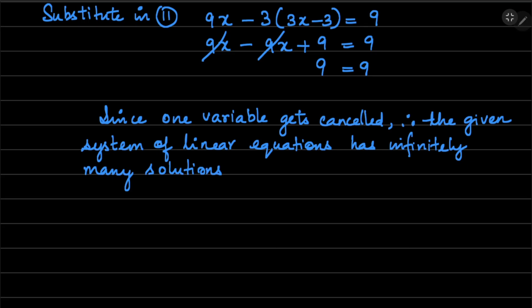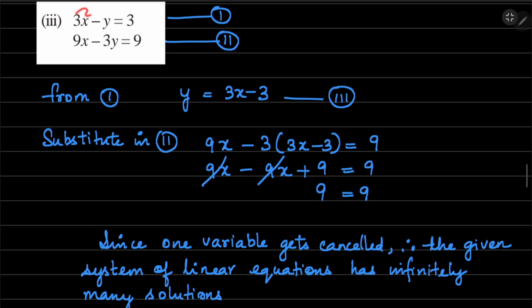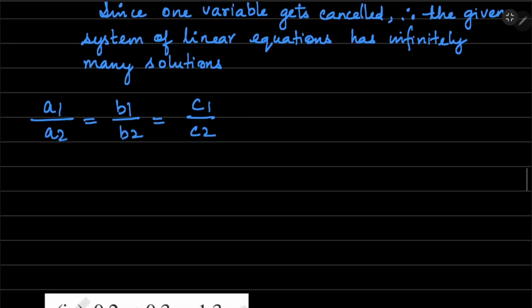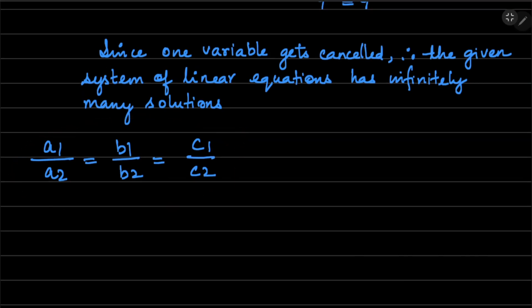You should remember that for infinitely many solutions, A1 by A2 will be equal to B1 by B2, and that will also be equal to C1 by C2. So you can even cross check. Here, see, what is 3 by 9? It is 1 by 3. Minus 1 by minus 3, it's also 1 by 3. C1 by C2 is also 1 by 3. So all the three ratios are equal. Whenever all the three ratios are equal, it means that it has infinitely many solutions.